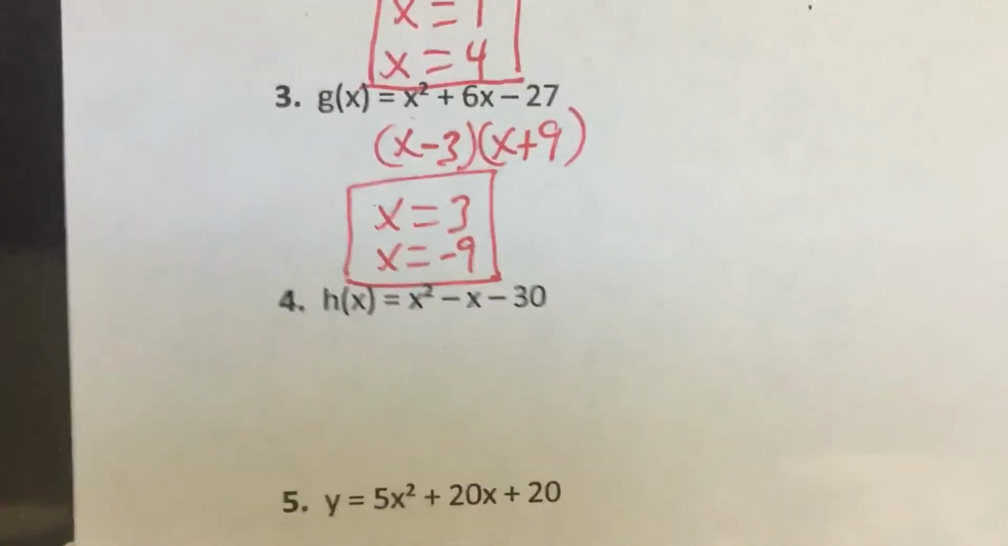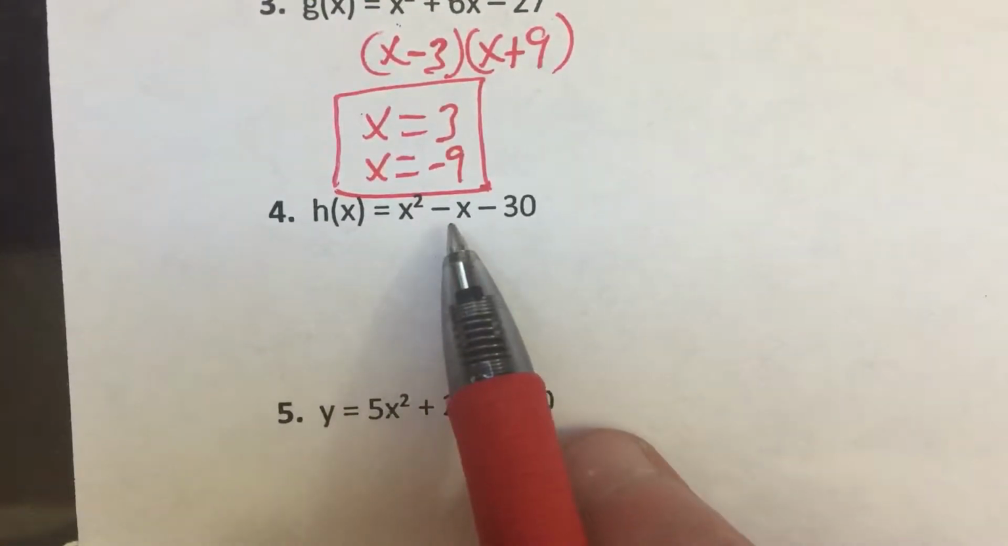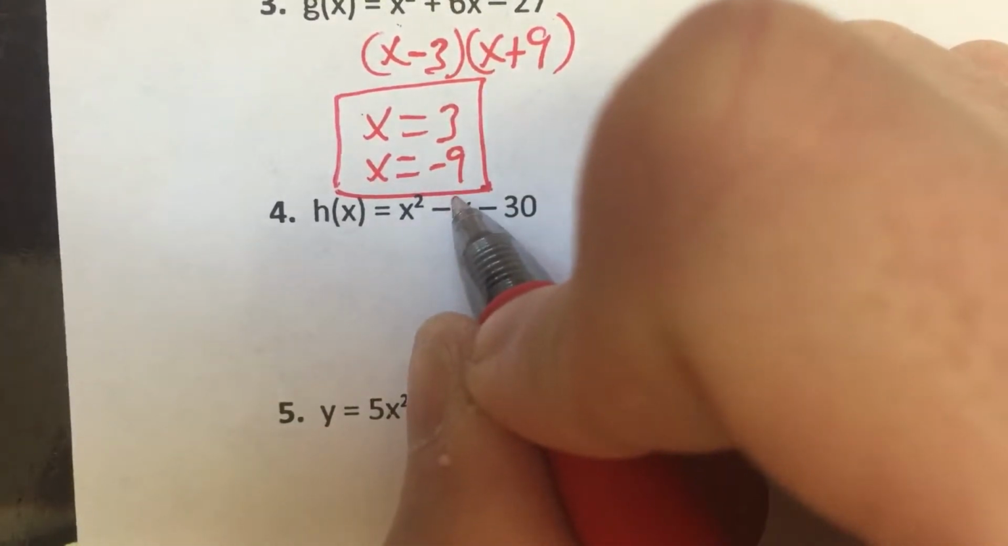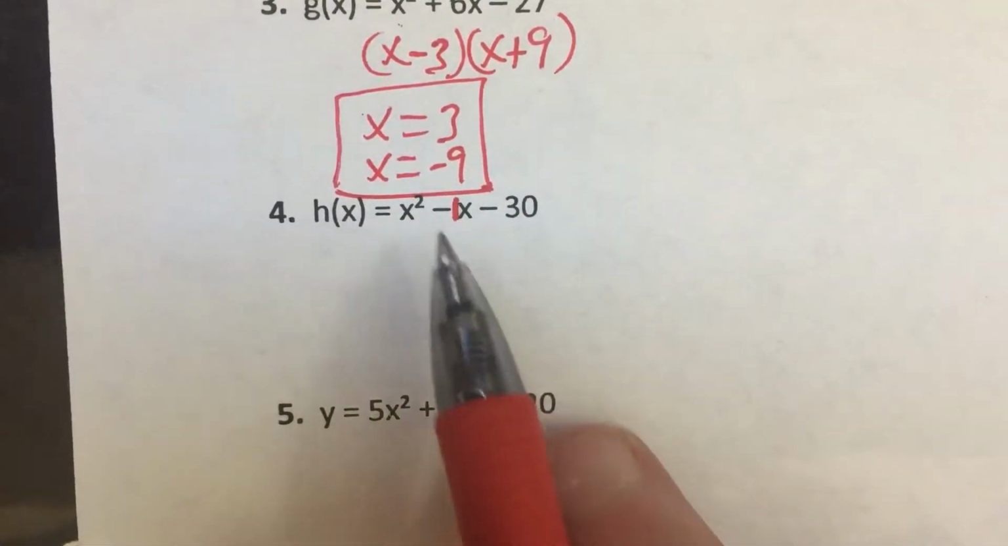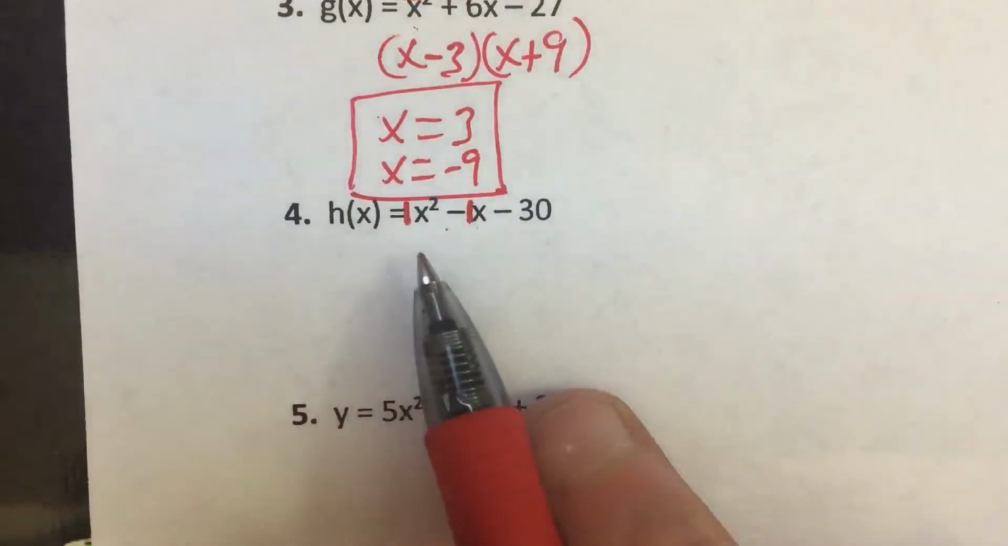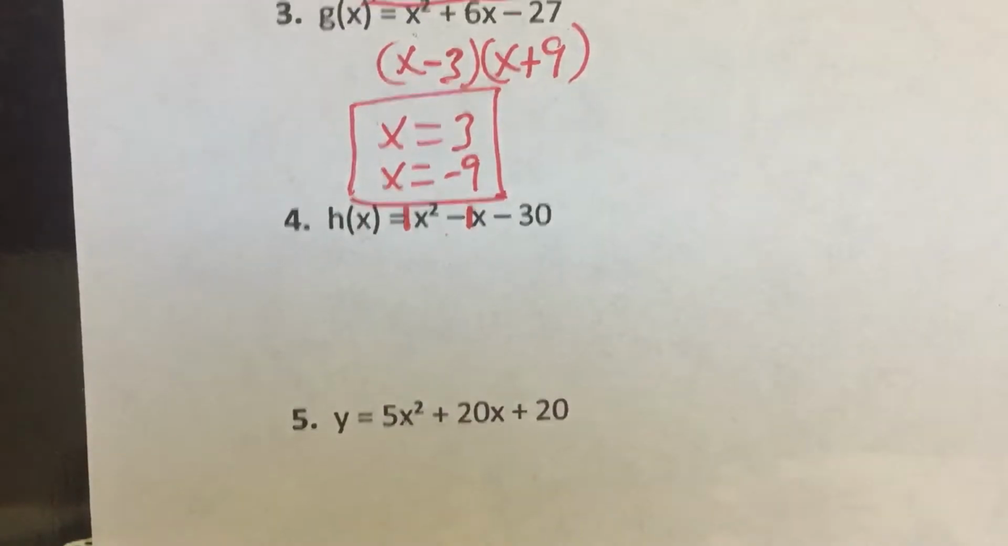Next one's kind of tricky because you don't see a number for b in front of the x. If you don't see a number there, remember it's always understood to be a 1, so technically that's a negative 1, right? This is also a 1. 1x squared minus 1x minus 30.